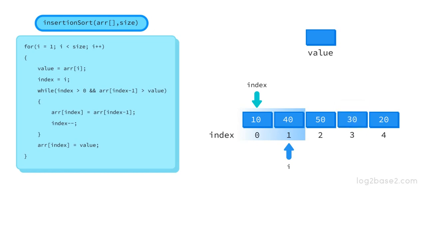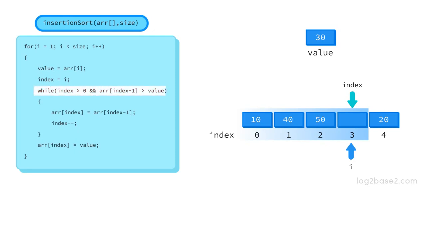First, let us copy the value 30 to variable value and place i in variable index to check all the previous elements. Here, index is greater than 0, so check if arr of index minus 1 is greater than value. That is, if 50 is greater than 30, and it is. So place arr of index minus 1 to arr of index. So 50 will be copied to index 3. Now reduce the index value.